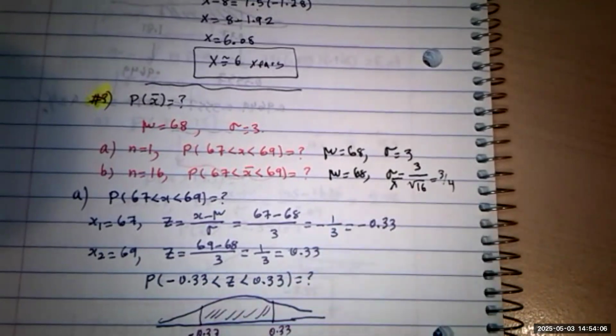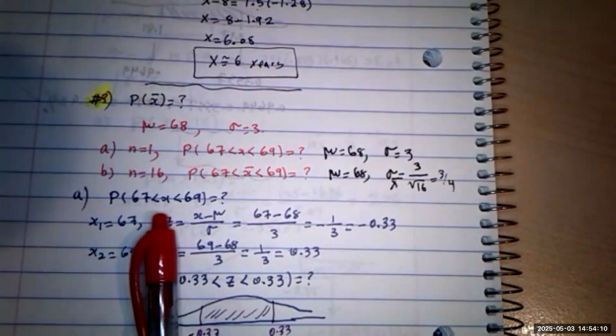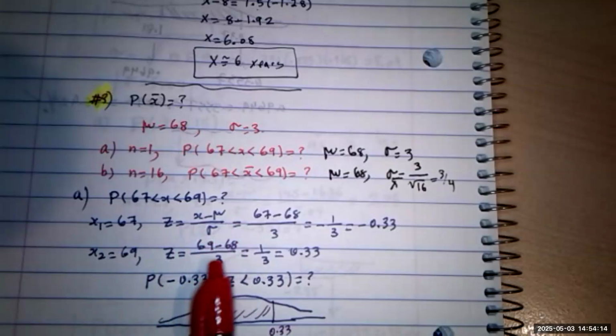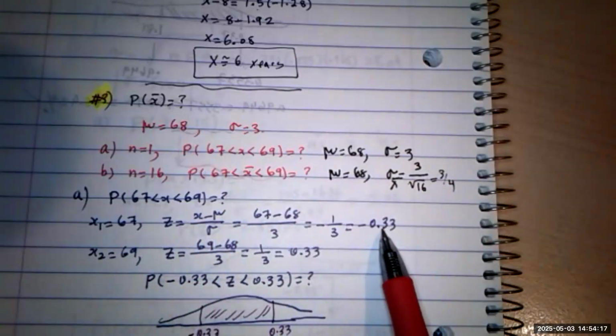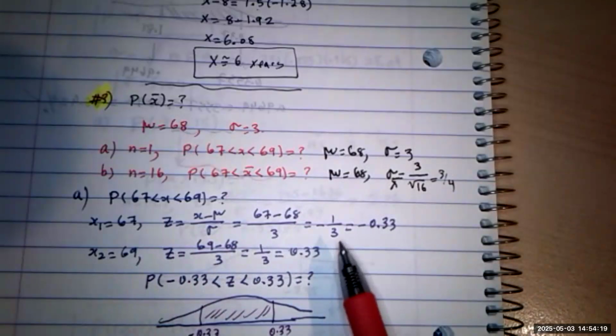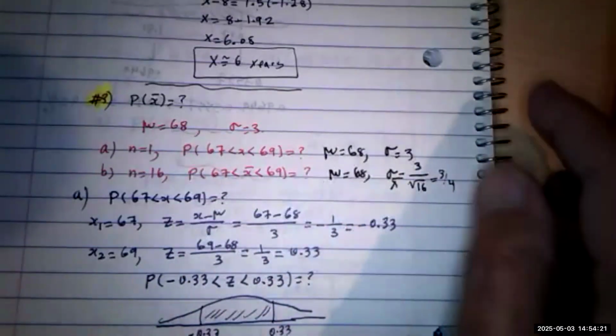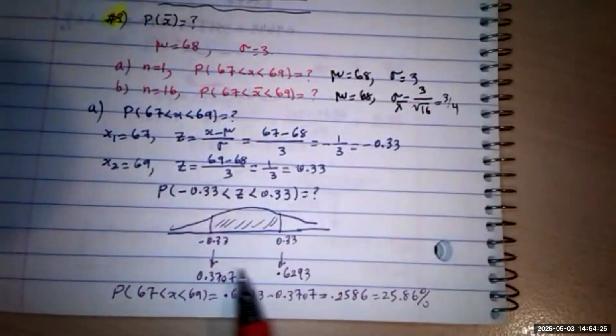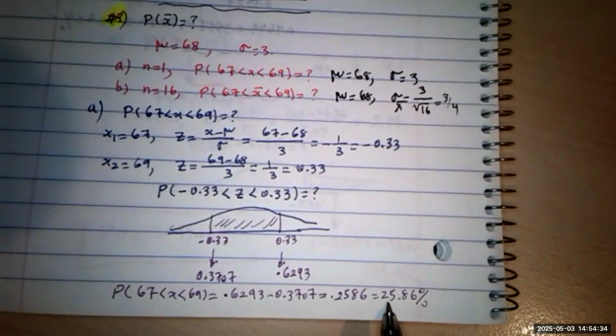So if you want to do it with ArtStat, that's it. You have the normal distribution, 67, 69. They are going to be your x's. Then you change them to the z-score. So the probability in between, you just draw the curve. Okay, draw your curve, and you find z numbers. You can find them from the table or calculator, and then you subtract. If you subtract, the probability is going to be 25.86%.